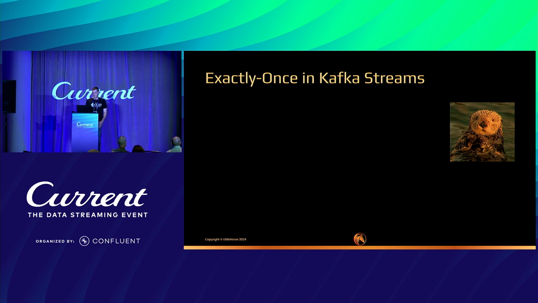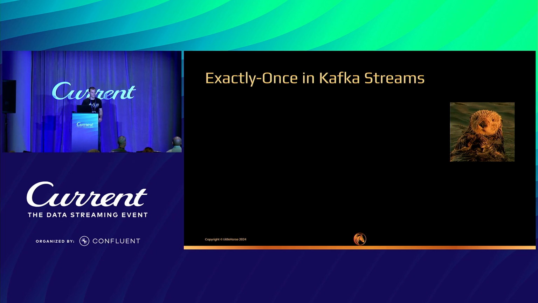I do also want to talk about exactly once semantics. There's no such thing as exactly once delivery in distributed systems, but exactly once semantics are possible, which means that the result of the computation is the same as if the messages were all delivered exactly once. Kafka has transactions. Postgres has transactions.